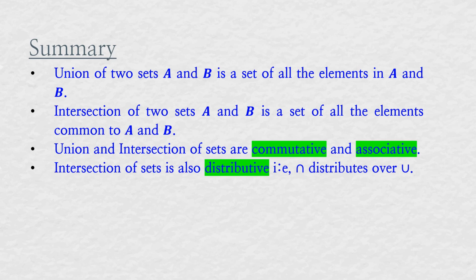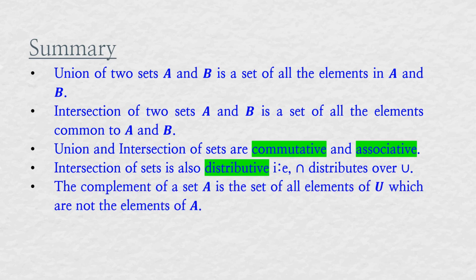We have seen that the complement of a set A is a set of all the elements of the universal set which are not the elements of the set A. And we have seen that the complement of sets follows De Morgan's law.